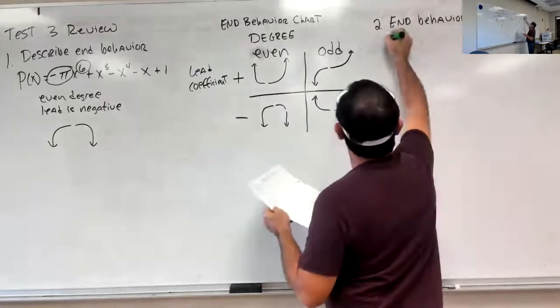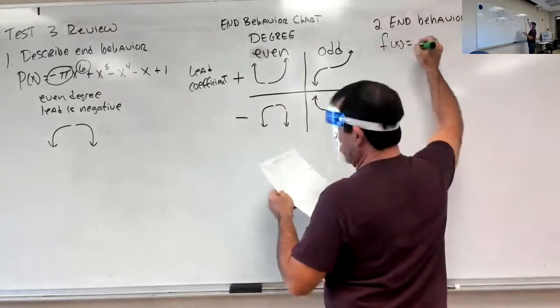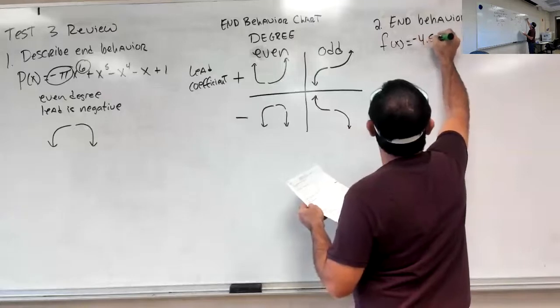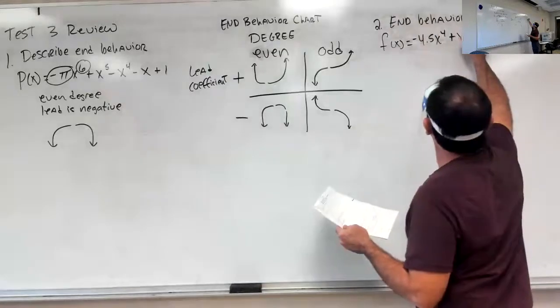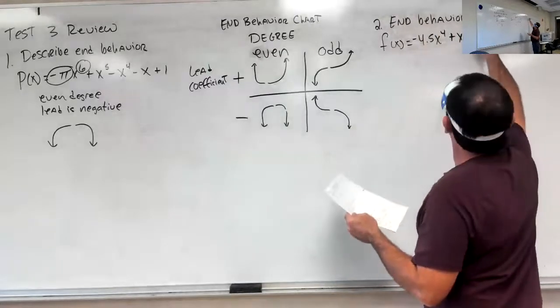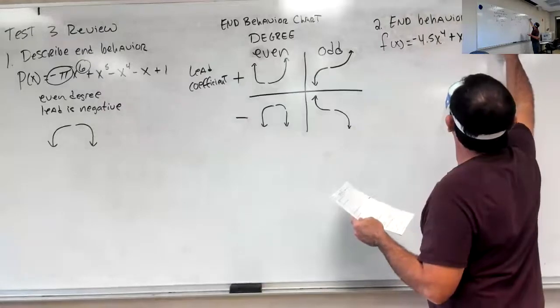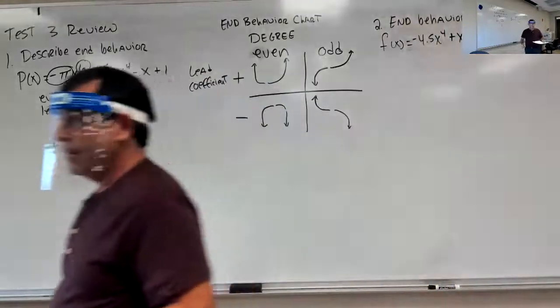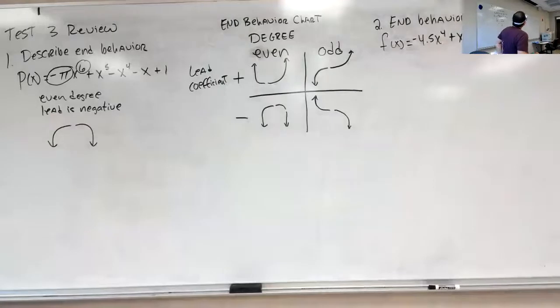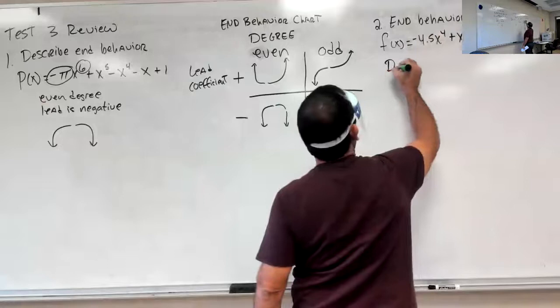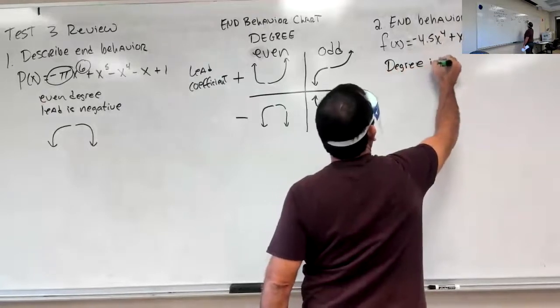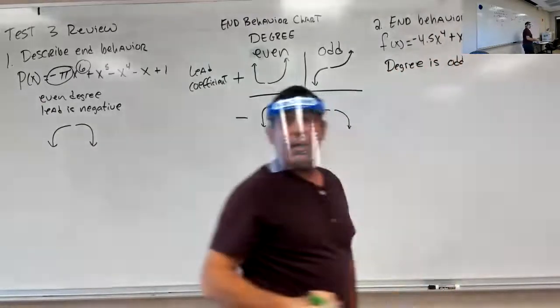But this time I've got f of x equals negative 4.5 x to the 4th plus x to the 6th plus 0.1 x to the 7th. So the trick on that one is it's definitely out of order. So on this one, my degree would be the 7. So that is definitely odd.